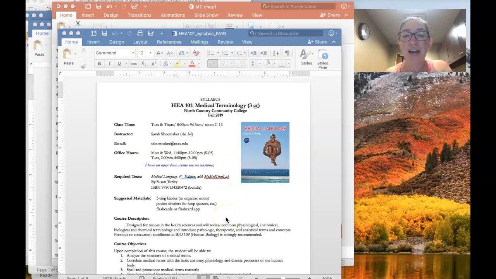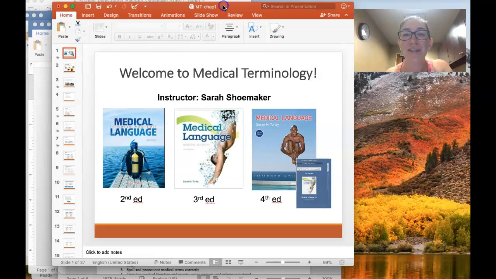The textbook for this class is Medical Language by Susan Turley, and here's the ISBN number. A little bit about this textbook: they decide to update it like every other year. When I first started teaching medical terminology, I used the 2nd edition, and then there was a 3rd edition and a 4th edition. It's actually got a 5th edition out right now, but I try to keep the cost down by having you use an older edition of the textbook. You honestly could use the 2nd edition and still be fine. You could probably find copies of this for like $2 on Amazon.